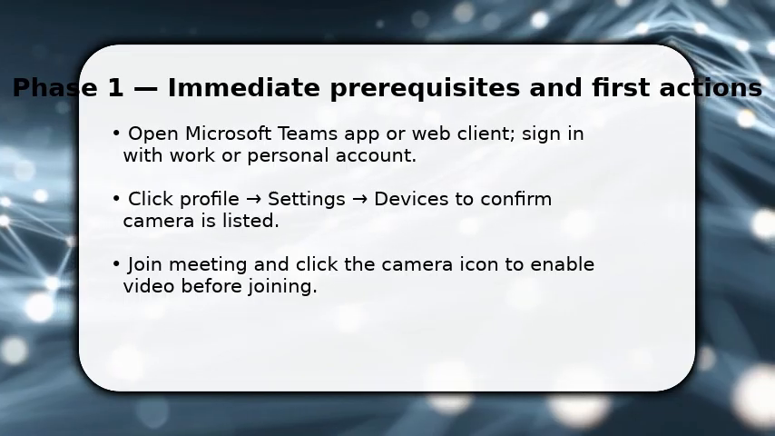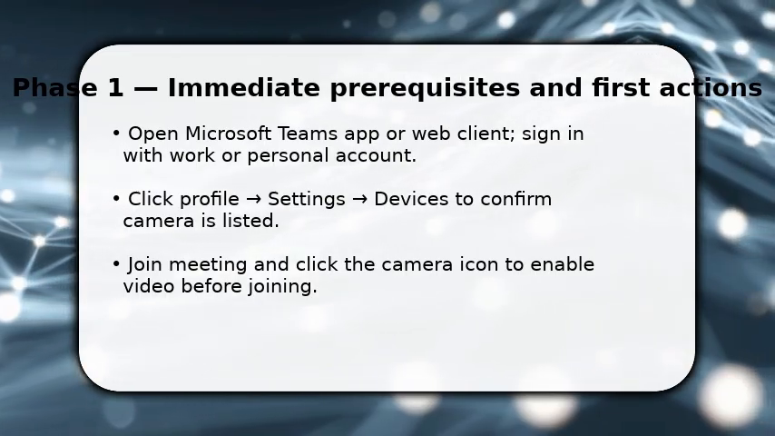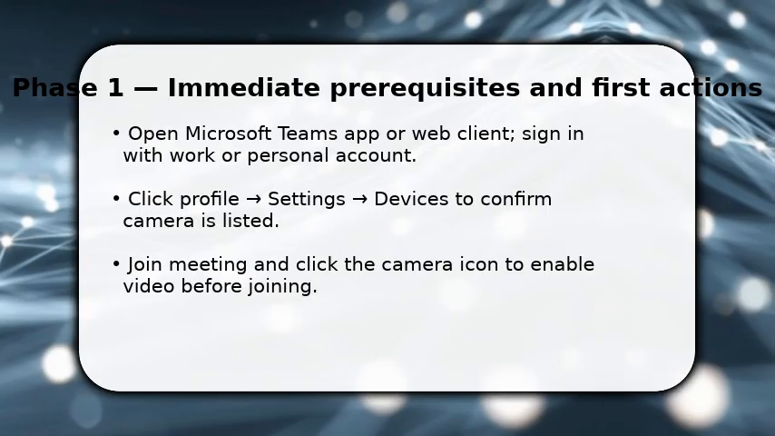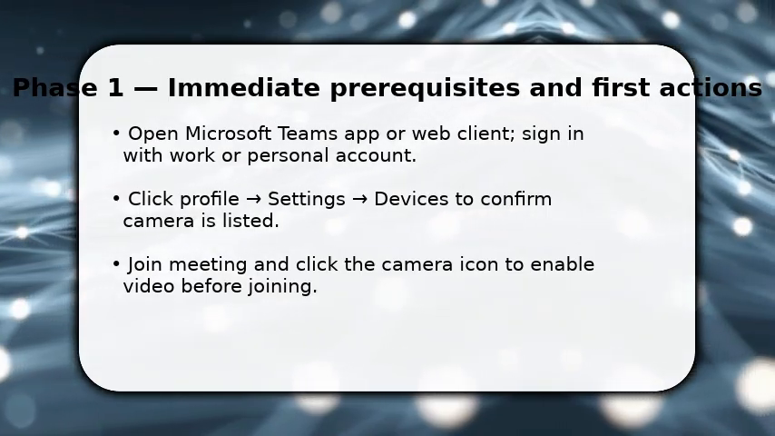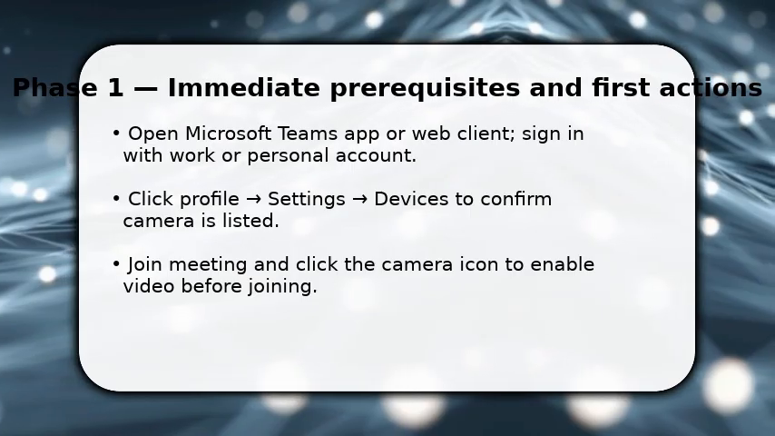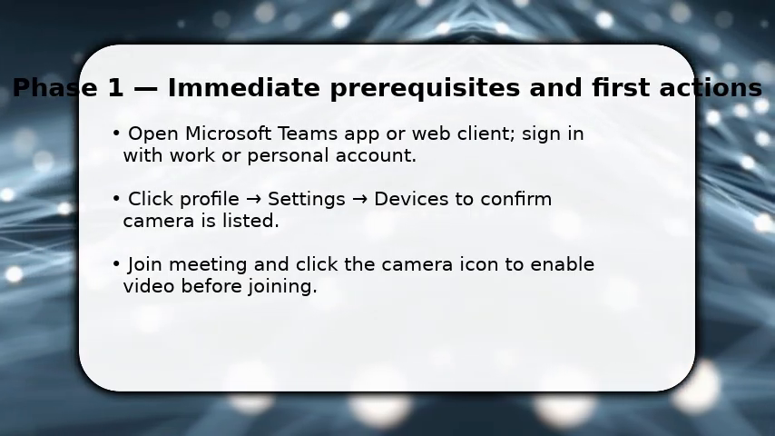Once done, join the meeting lobby, and before entering, click the camera icon to enable video. This shows your preview. Make sure lighting faces you and remove distracting backgrounds. These steps prevent delays and give you control of what others see.